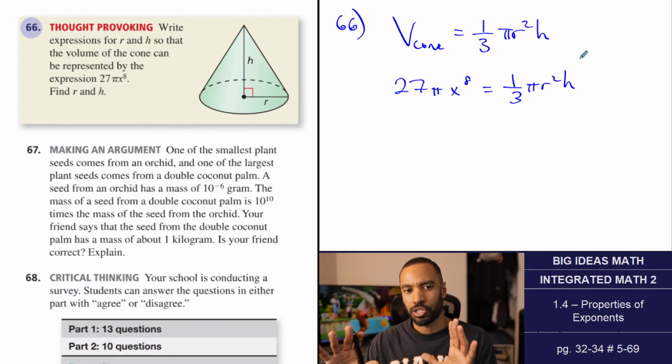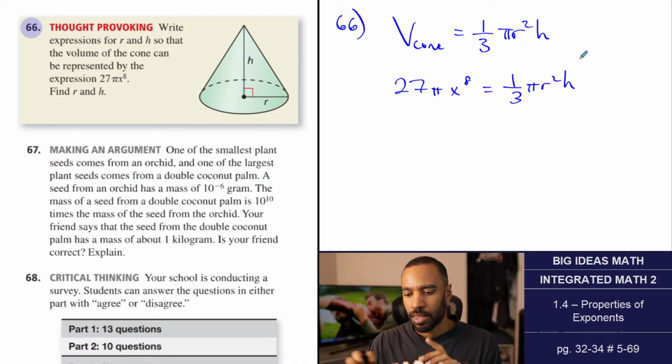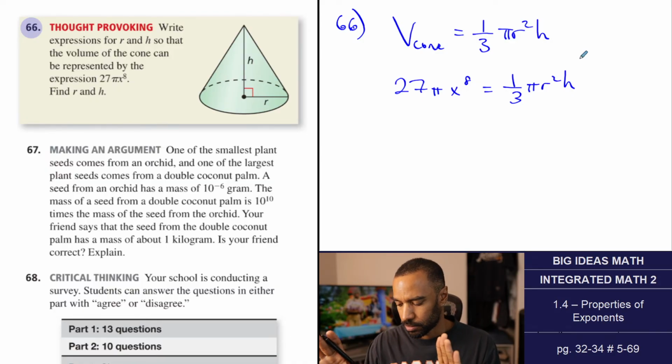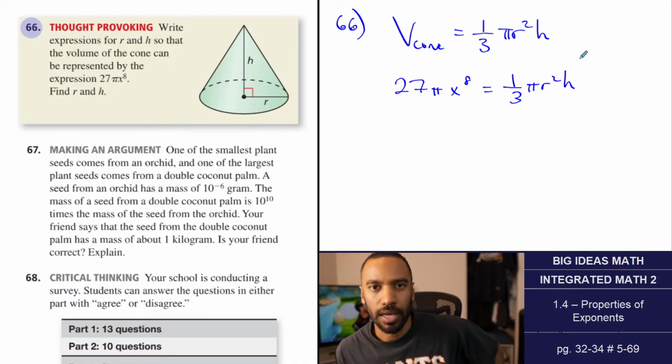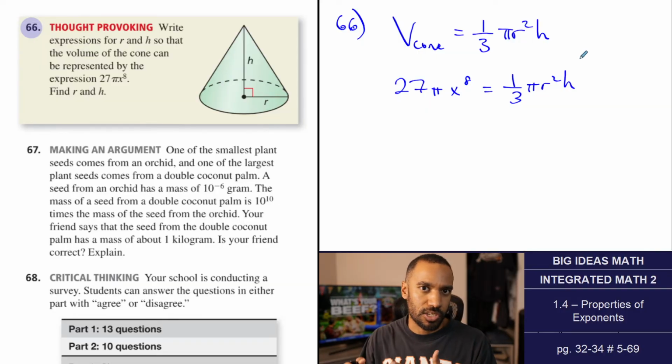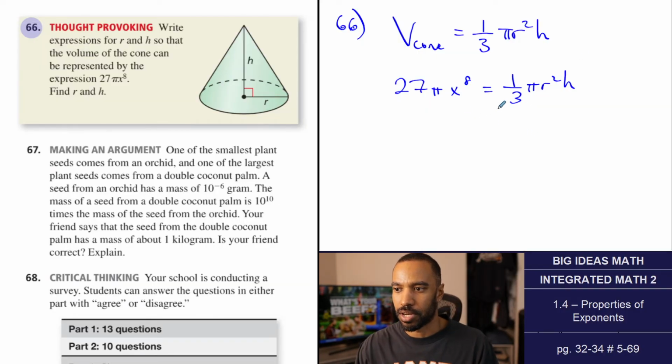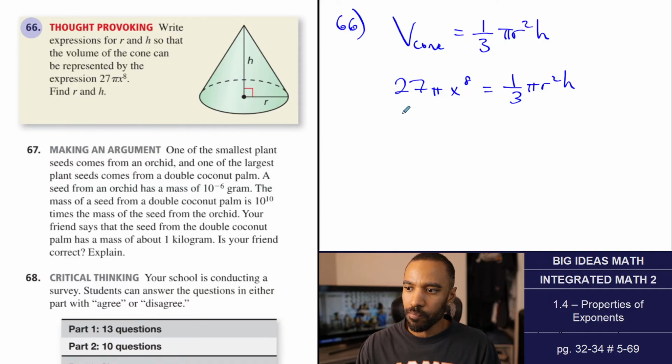Because r and h, how do I say it best? There's no rhyme or reason to it. It's not like the radius is half the height or anything like that necessarily. So we have to do them separately. So let's solve for r first.